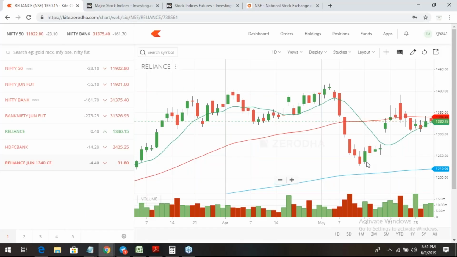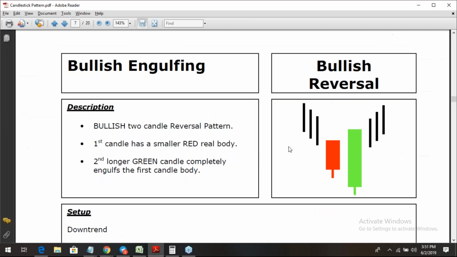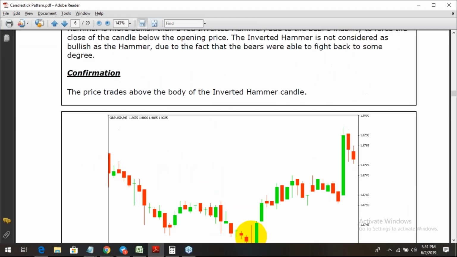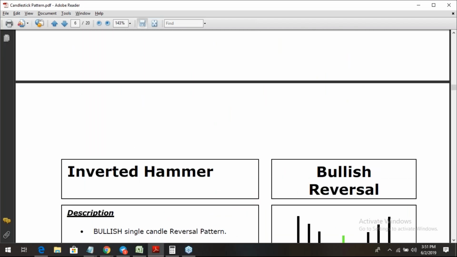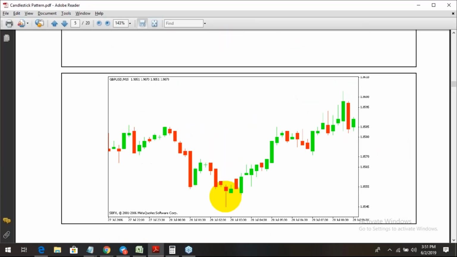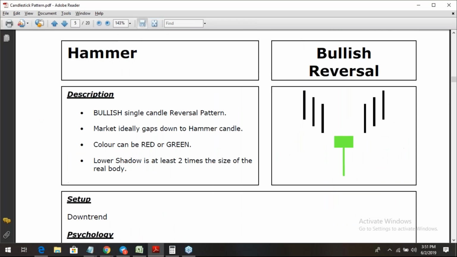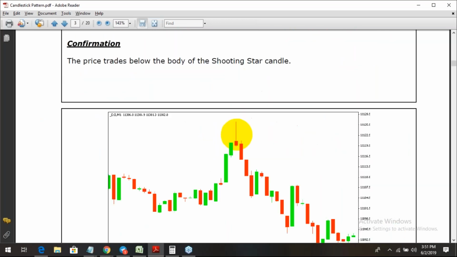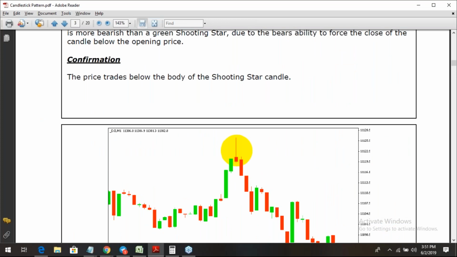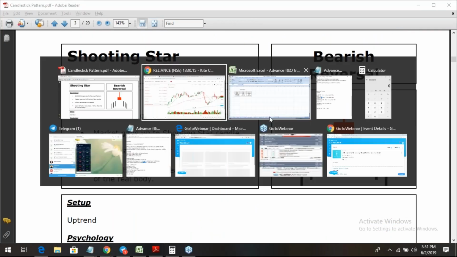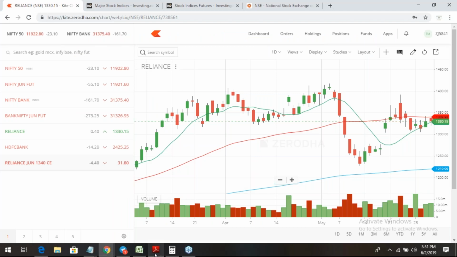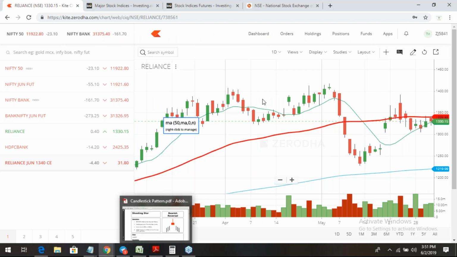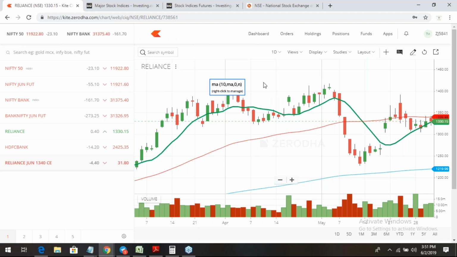Understood? Can you also share the candlestick chart? I'll share it, because for advanced F&O, only four or five patterns are important. For positional trading, I explain more patterns, but for you guys only inverted hammer, hammer, shooting star, hanging man, and doji. That's it. Not more than this. Okay, I'll share this PDF. You can read it. I'll share it tonight, for everyone.